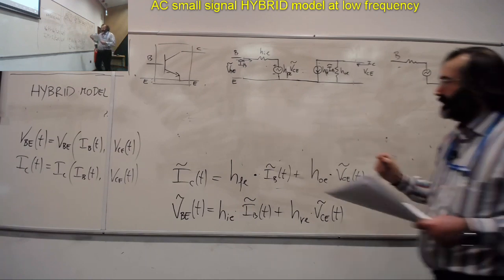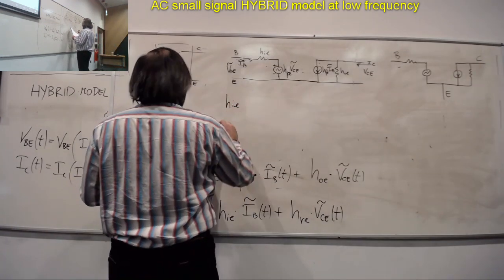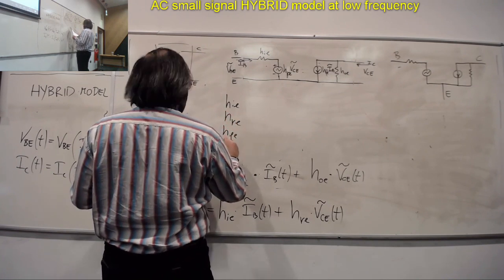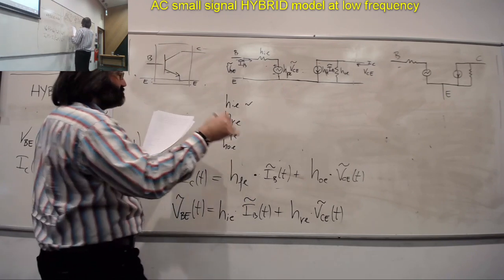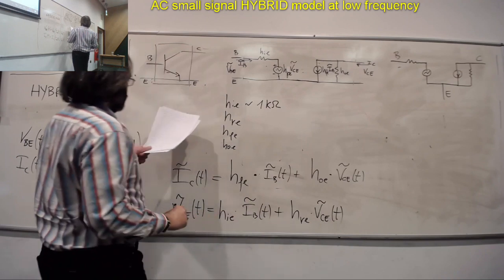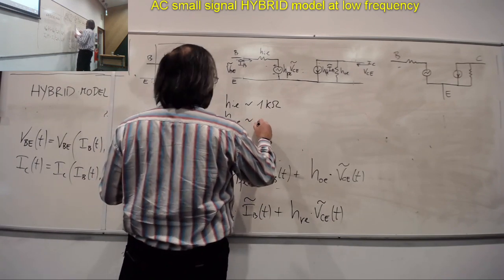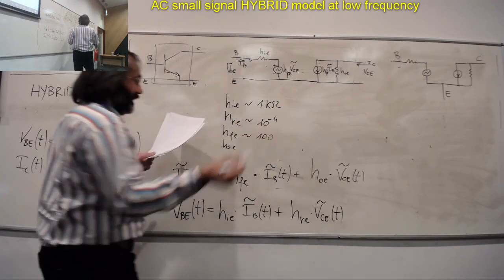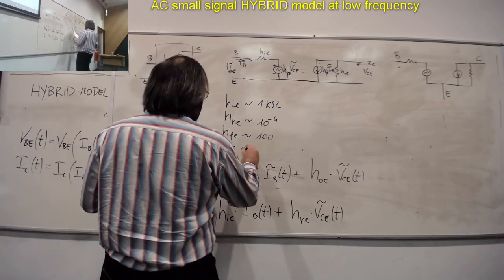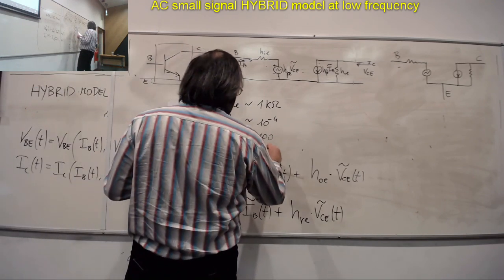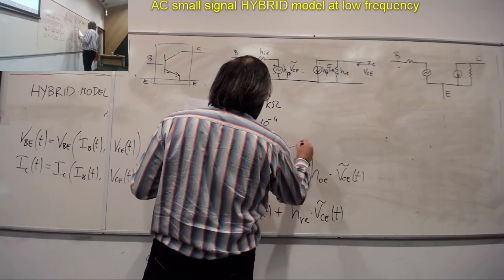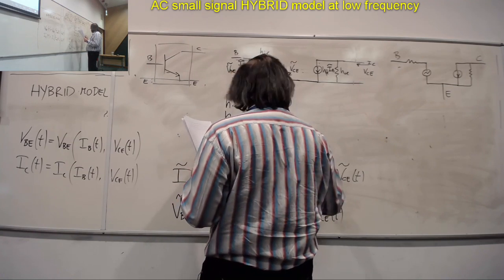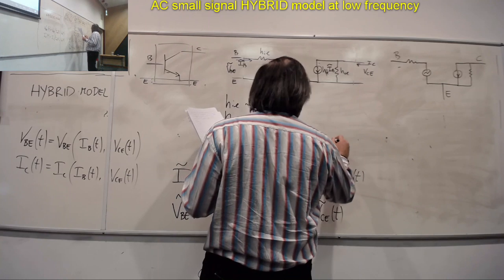And the reason is this: as I said, let's write down the values. HIE, HRE, HFE, HOE. So HIE more or less is of the order of 1 kilo ohm. HRE is an adimensional number, roughly 10 to the minus 4. HFE, as we said, is around 100. It's beta, adimensional. And HOE, we said, is a conductance. It's 10 to the minus 6 Siemens. So that 1 over HOE, which is a resistance, is around 10 to the 6 ohm.